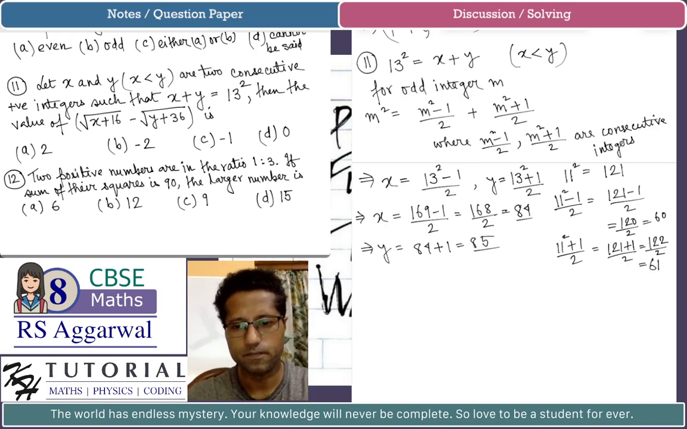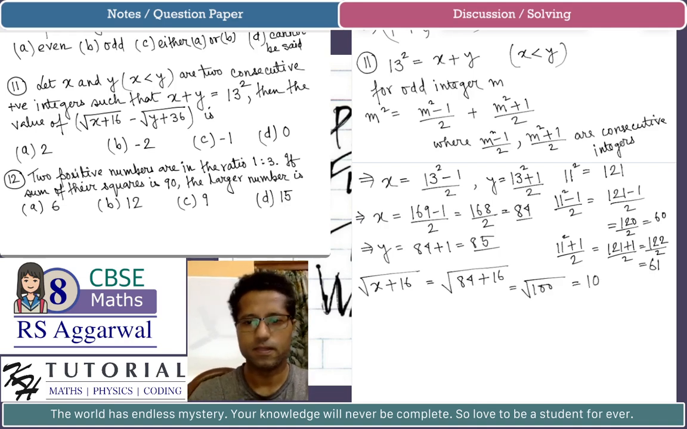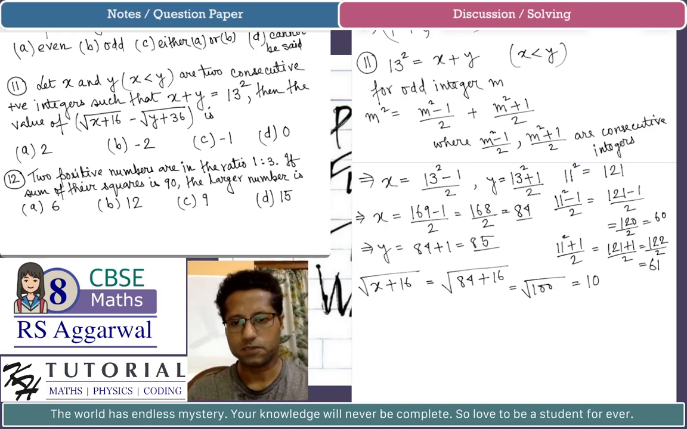Now we have to see what is the square root of x plus 16. Put the value of x: square root of 84 plus 16. This is equal to square root of 100. This is equal to 10. So square root of x plus 16 is 10.